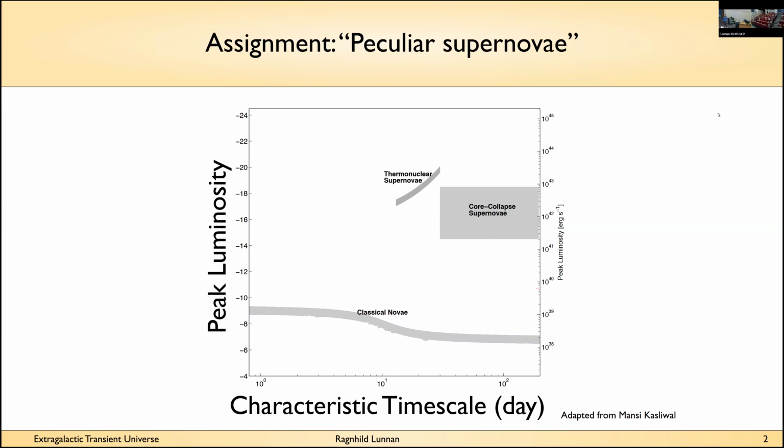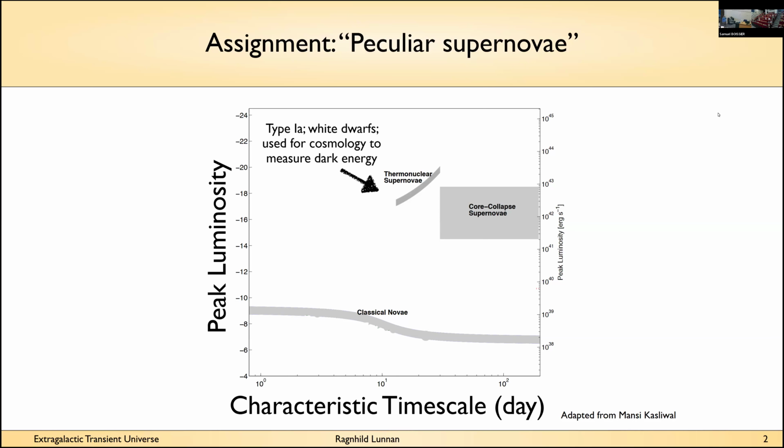So the assignment, so to speak, for this talk was to talk about peculiar supernovae, which is a giant topic. Almost every supernova is peculiar these days, it feels like. And so, one way to approach this is to start with just what is even a normal supernova? One way is to look at this kind of luminosity timescale diagram. And we can put these sort of textbook supernova classes into these boxes, right?